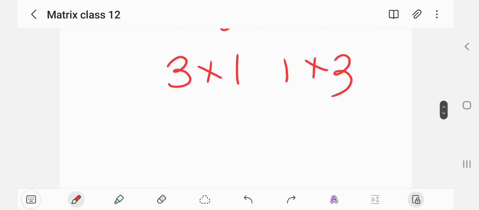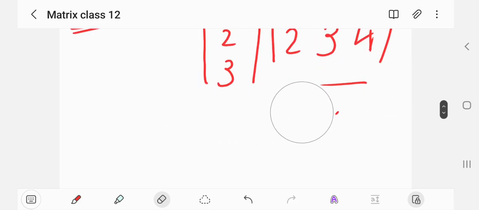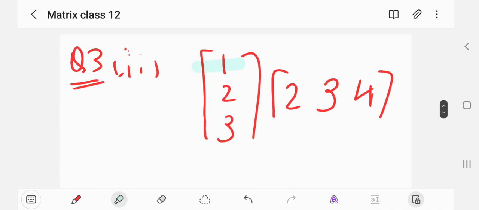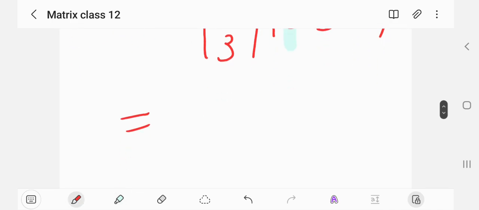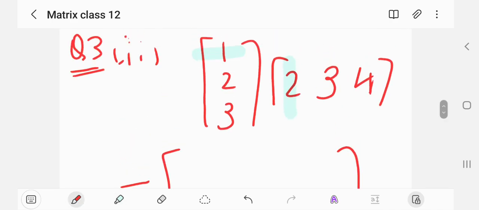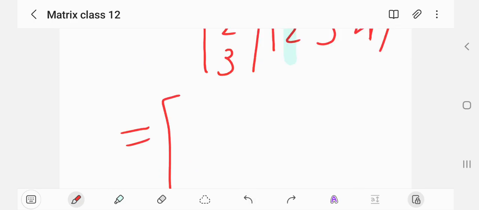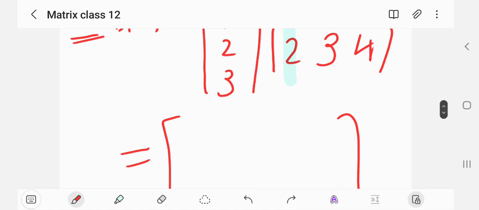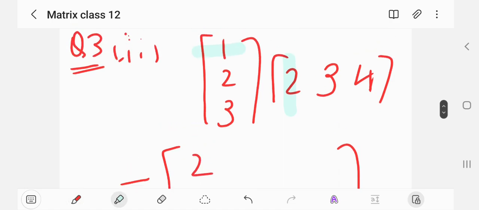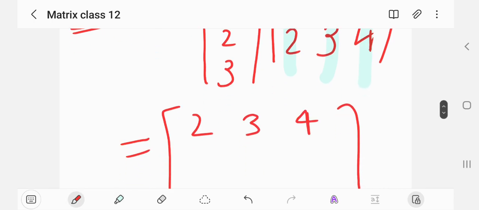Now since it is possible, we will multiply. How we will multiply, I have already explained. This row with this column: when I multiply this 1 with this 2, I get 2 here, right? This 1 is multiplied with this 3, I get 3. 1 multiplied with 4, I get 4.